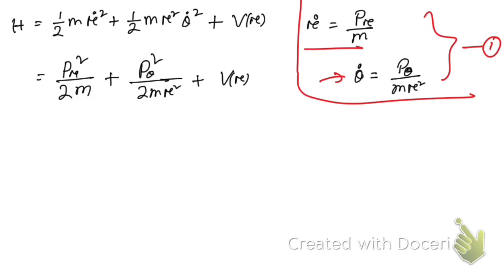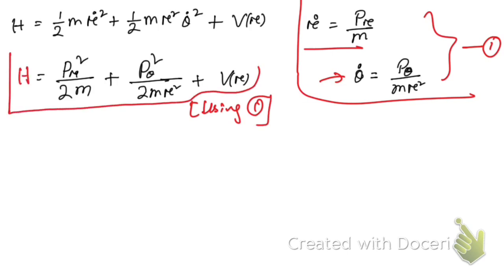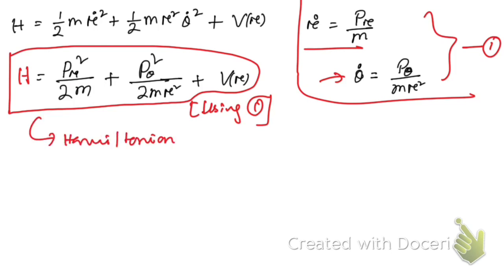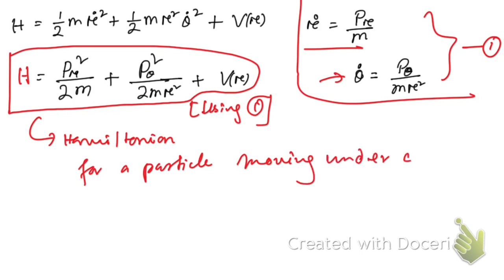So this is the required Hamiltonian. So here we're gonna write from equation number 1, or using 1. Okay, so this is the Hamiltonian. This is the Hamiltonian for a particle moving under central force, right? So hope you have understood this.